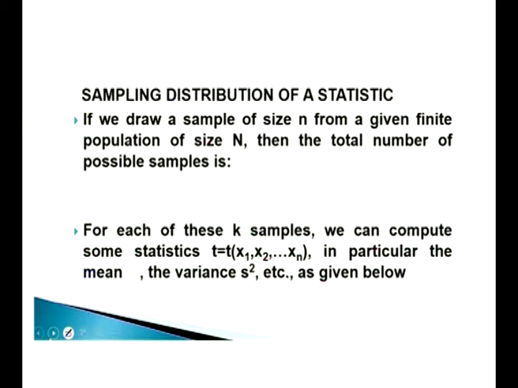If we draw a sample of size n from a given finite population of size capital N, the total number of possible samples is NCn, which is N factorial by n factorial times (N minus n) factorial. We call this k. For each of these k samples, we can compute some statistic, T is equal to T of x1, x2, etc. up to xn. In particular, the mean x bar and the variance s square as given below.